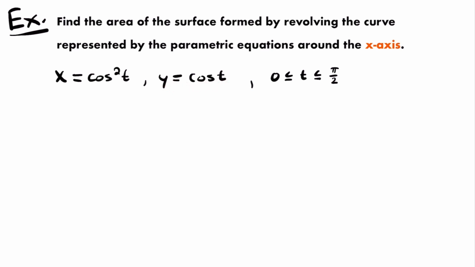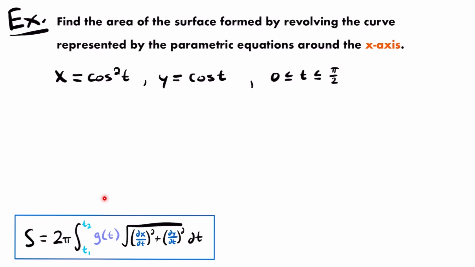And then the curve represented by these parametric equations, we're only going to look at the section of it from t equals 0 to t equals pi divided by 2, and that is what's going to be revolved around the x-axis to form a surface of revolution. All right, now since we're working with parametric equations and we're revolving around the x-axis, we will use the following formula to calculate the area of this surface of revolution.